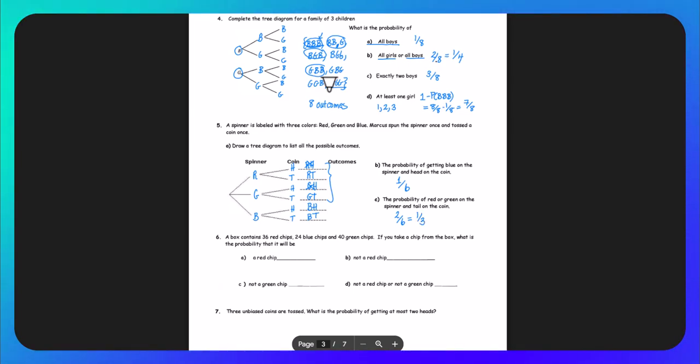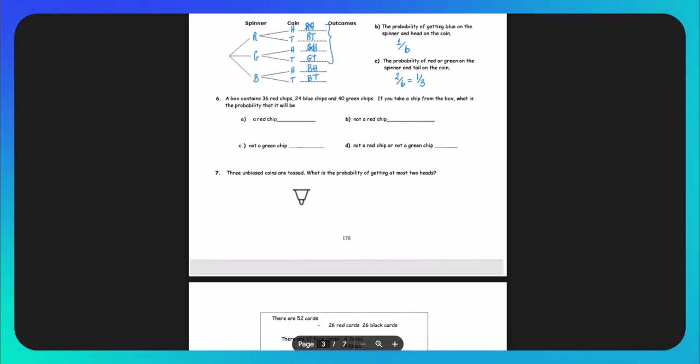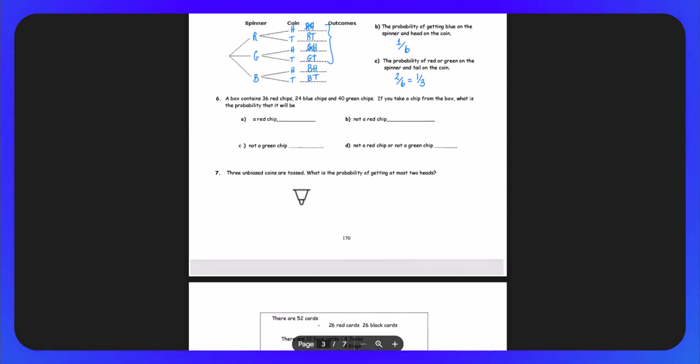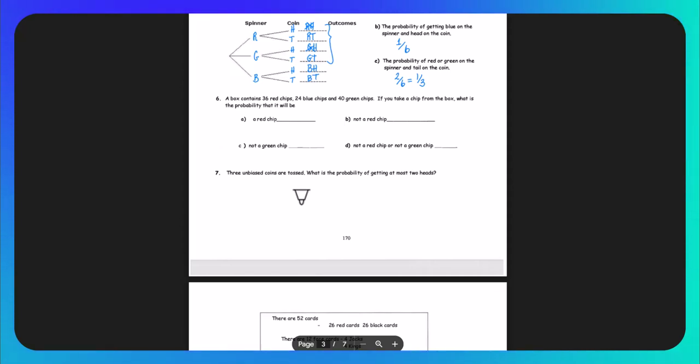So let's look at example number 6. A box contains 36 red chips, 24 blue chips, and 40 green chips. If you take a chip from the box, what is the probability that it will be a red chip? Well, the first thing we need to know before we figure this out is the total number of chips. Well, 36 plus 24 plus 40 equals 100. So our total number of outcomes is 100.